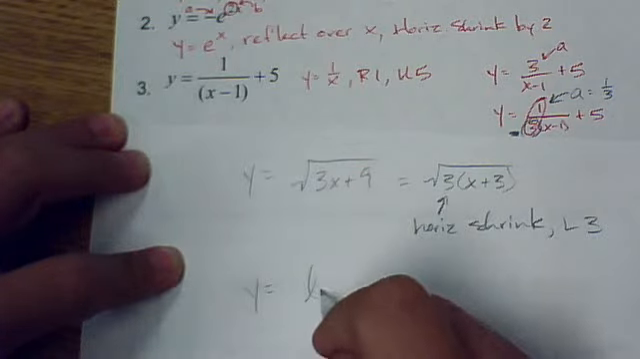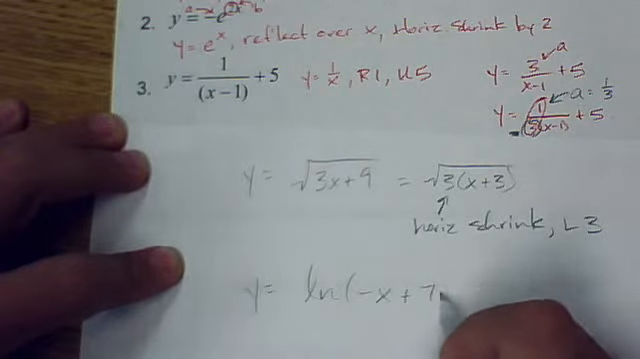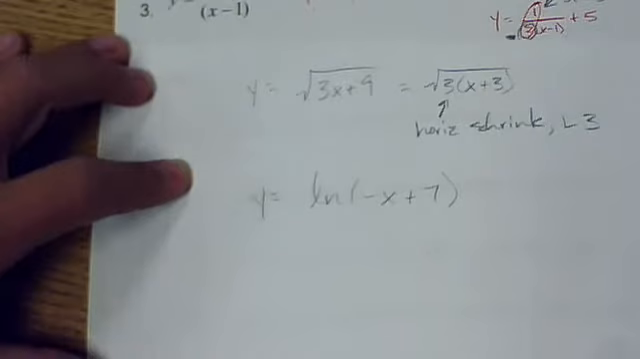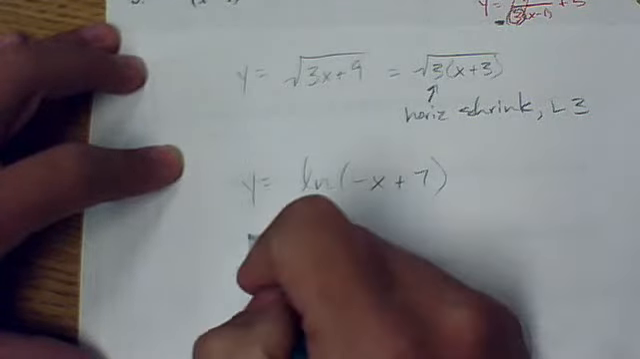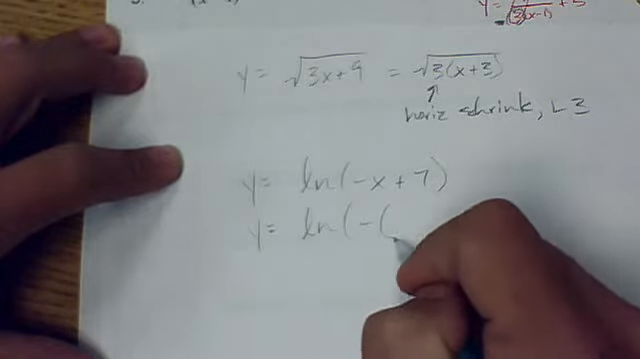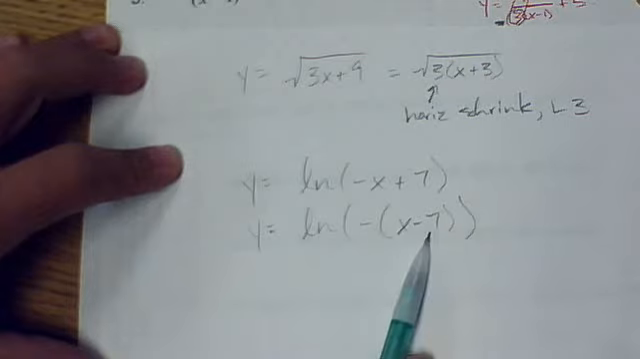Another popular one that you'll see would be something like this, where you have a negative. Well, same thing. There's a reflection over the y-axis there, but this graph does not move left 7. You actually have to factor that negative out. So we would get y equals the natural log. There's your reflection, x minus 7. So that graph actually moves right 7.